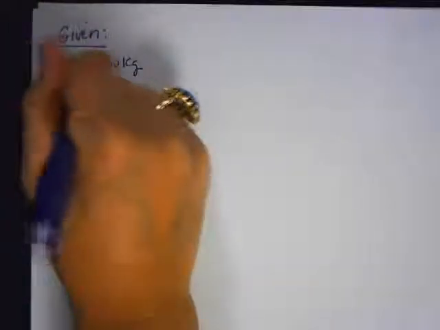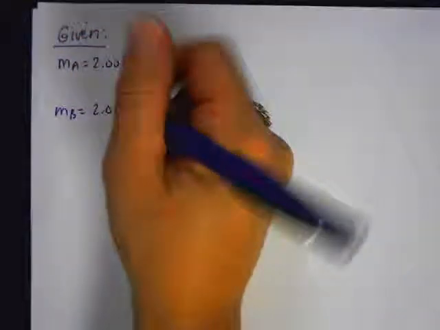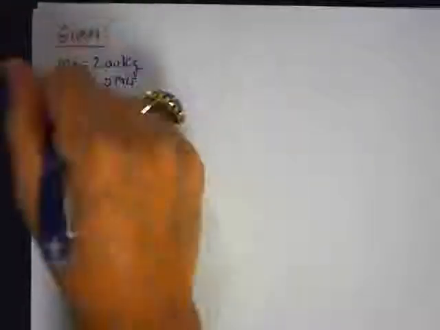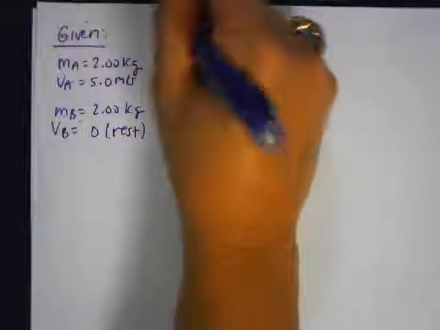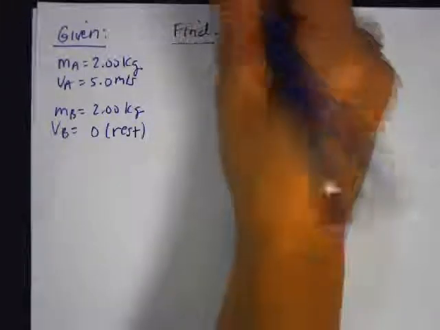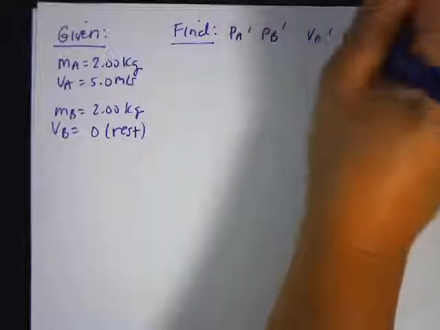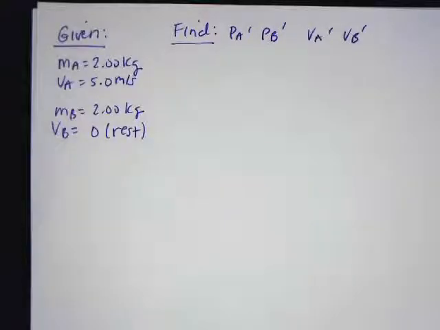And it says that both balls are 2 kilograms, so MA is equal to 2 kilograms, and MB is equal to 2 kilograms. And it says that ball A is originally moving at 5 meters per second, and ball B is at rest, so that means the velocity is 0. So it says find the momentum of each ball after the collision, which would be PA prime and PB prime, and then their respective velocities, VA prime and VB prime. Okay?